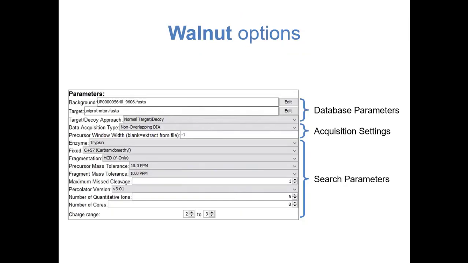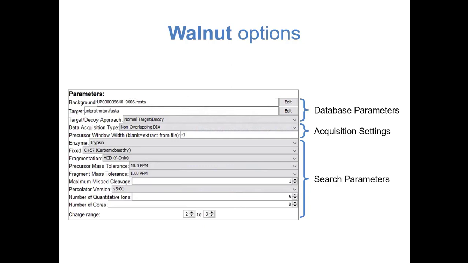Okay, so Walnut options. Walnut is basically like any normal database search engine. You've got a bunch of parameters in terms of what database you're looking at. You've got a background and a target. What this means is your background should be like a proteome. So if you're interested in human proteins, or if you've got a human protein sample, you might put in the human UniProt database. But your target could be anything that you are interested in measuring. And typically, it's a subset of that database.